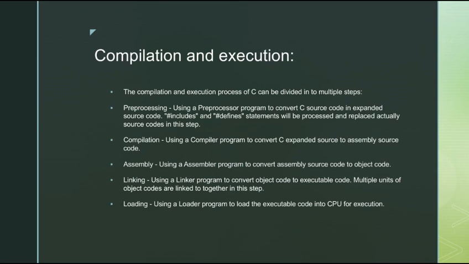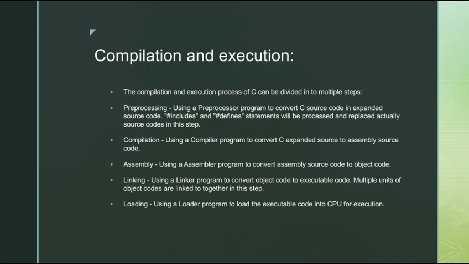Compilation and execution. So generally, the code that we type or send will be converted into expanded code. In the expanded code, all the inbuilt functions and the header files will be in expanded form. Then the expanded code will be converted into assembly code, from assembly to object code, from object to executable code, then it gets executed. So the processes are pre-processing, compilation, assembly, linking, and loading.